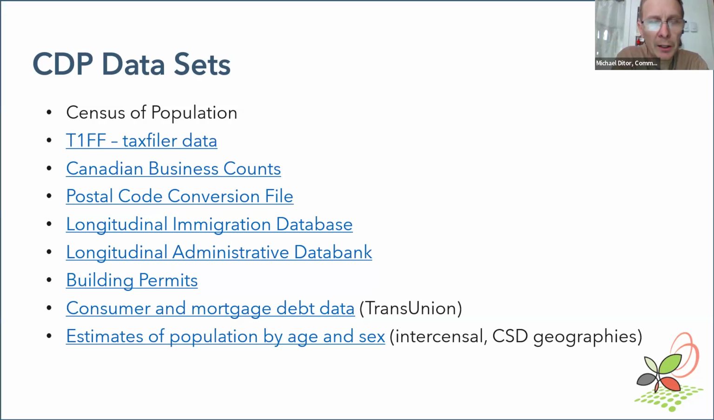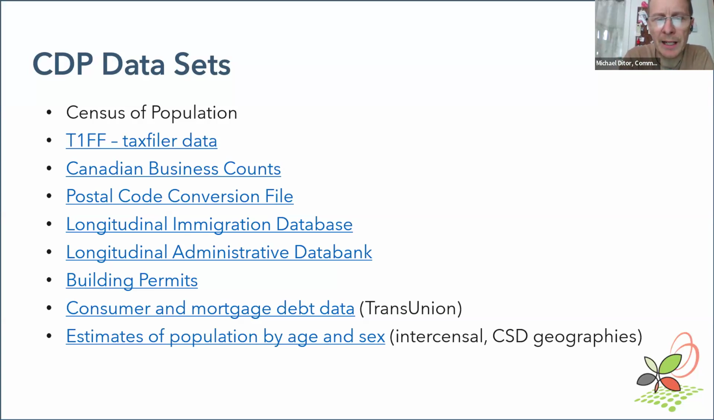The postal code conversion file will let you convert postal codes into census geography. The longitudinal immigration database is, as I said, a longitudinal data source that lets you follow certain immigration cohorts. It links IRCC immigration data to tax filer records, so you can follow certain cohorts, economic outcomes, or their mobility to see whether where they indicated that they were going to be settling is the same place where they're filing taxes.